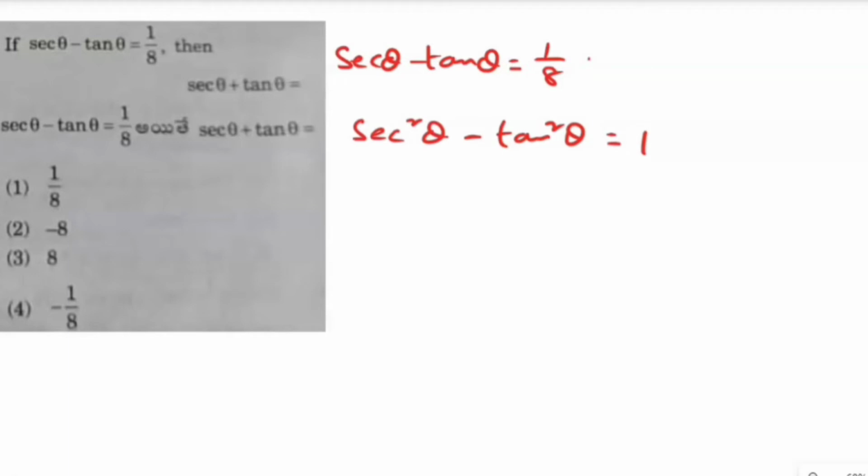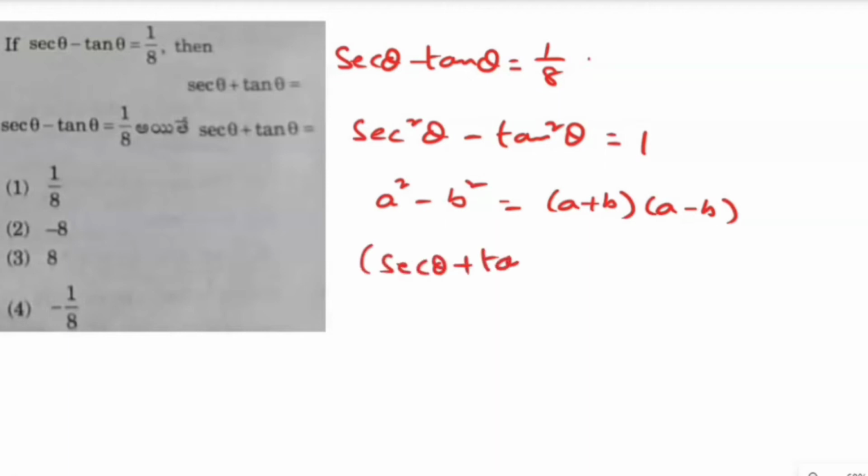So let us assume this as in the form of a square minus b square, which is an algebraic identity again. A square minus b square can be written as a plus b into a minus b. Thinking that secant theta as a and tan theta as b, we can write now secant square theta minus tan square theta as secant theta plus tan theta, which is like a plus b, into a minus b, means secant theta minus tan theta, which is equal to 1.